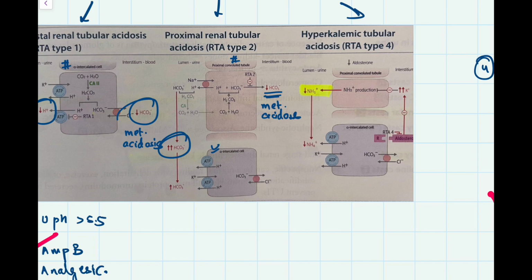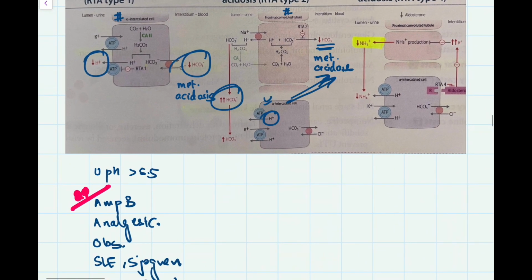The intercalated cells are normal, that is they normally excrete the H plus ions, but the excretion of H plus is not significant enough to overcome the decrease in bicarbonate ion, hence there is acidosis present. So here, due to the secretion of H plus ions, the urine pH would be less than 5.5. One point I forgot to tell you, in cases of type 1 RTA, there will be decrease in serum potassium, and in type 2 also the serum potassium decreases.